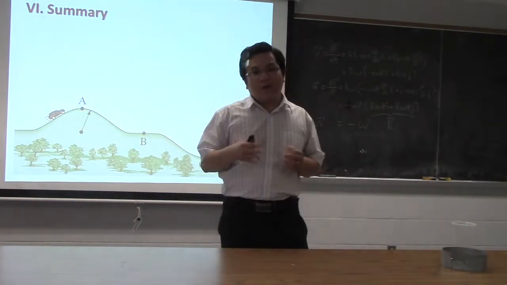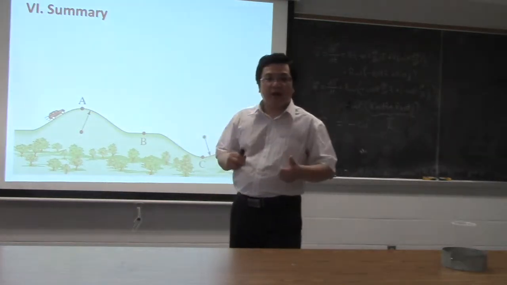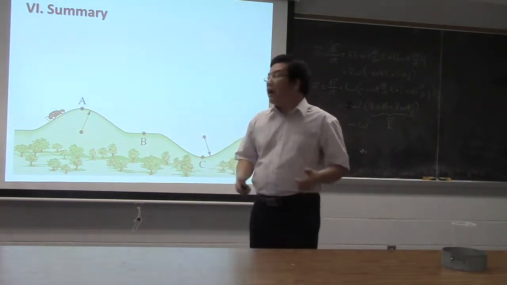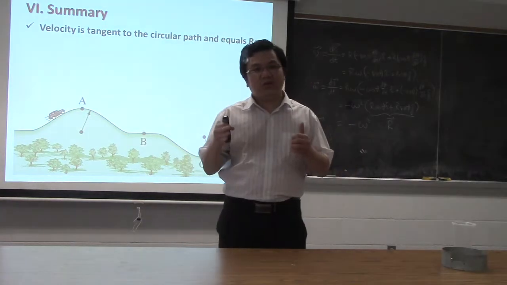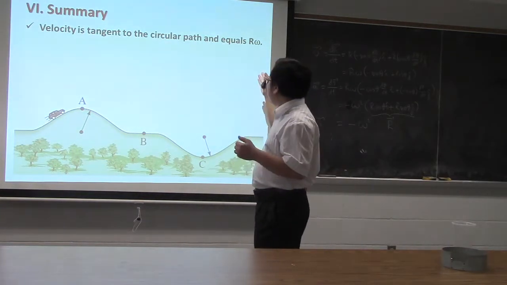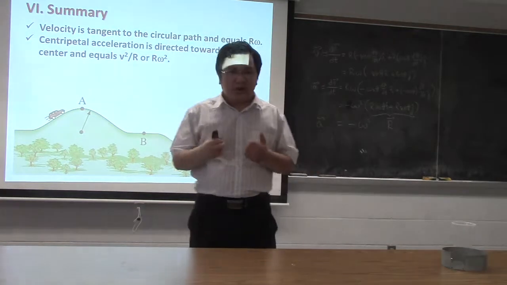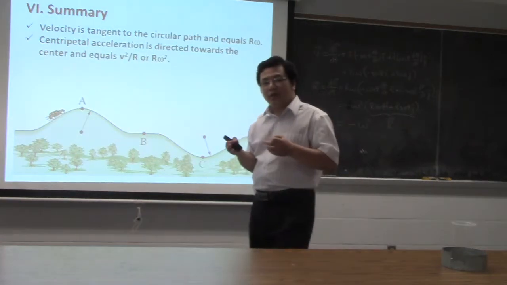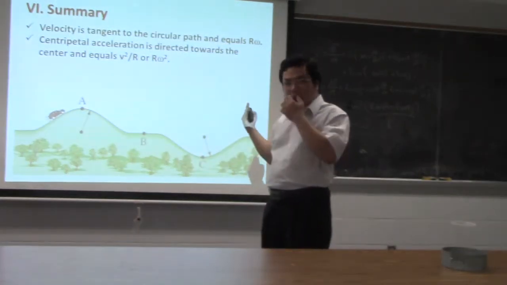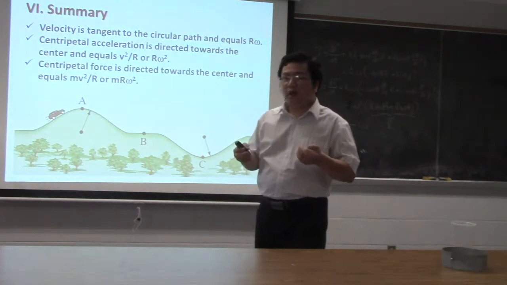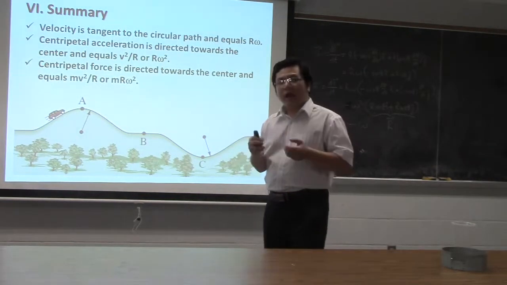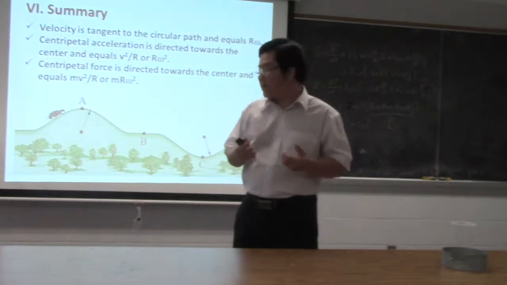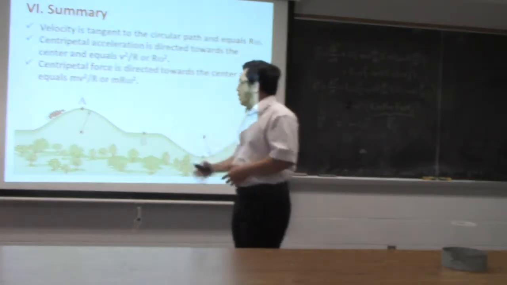Now, let's summarize what we have learned so far. We have learned the characteristics of the velocity, acceleration, and force acting on an object in circular motion. The velocity has the direction which is tangent to the circle at that point and equals r omega. Centripetal acceleration, as its name refers, points toward the center of the circle and is equal to v squared over r, or r omega squared. And the centripetal force is directed toward the center of the circle and is equal to mv squared over r, or mr omega squared.